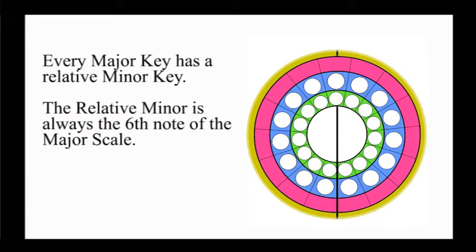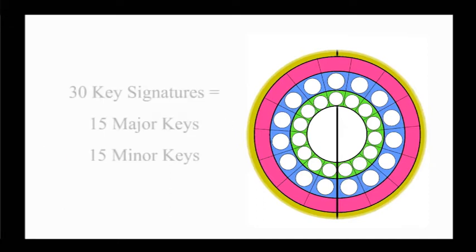Every major key has a relative minor key. The relative minor key is always the 6th note of the major scale. 30 key signatures, 15 major keys, 15 minor keys.